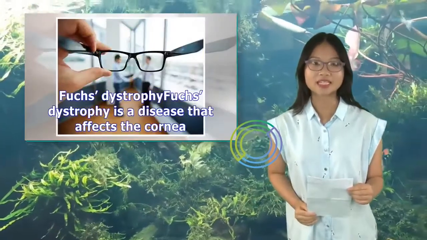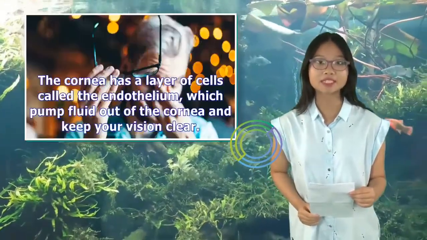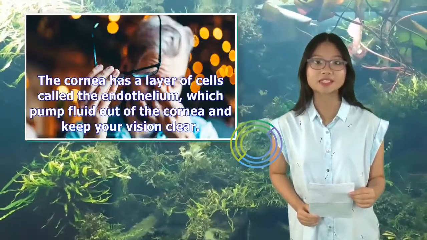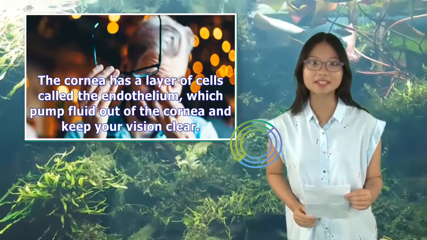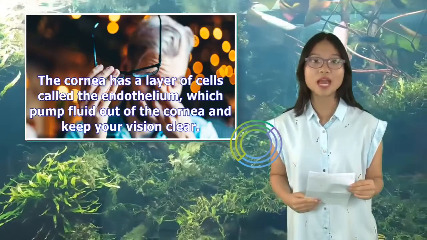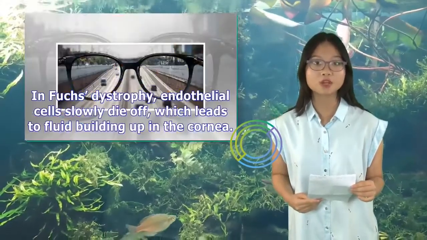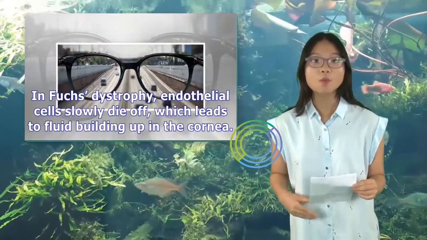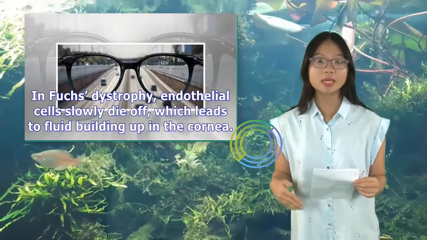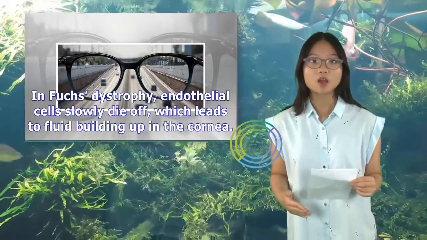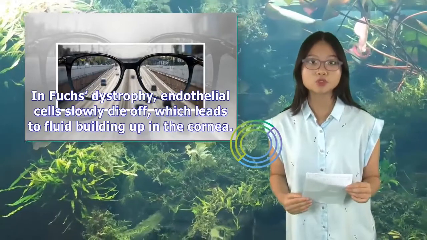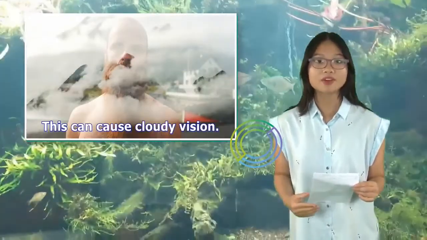Fuchs dystrophy. Fuchs dystrophy is a disease that affects the cornea. The cornea has a layer of cells called the endothelium, which pump fluid out of the cornea and keep your vision clear. In Fuchs dystrophy, endothelial cells slowly die off, which leads to fluid building up in the cornea. This can cause cloudy vision.